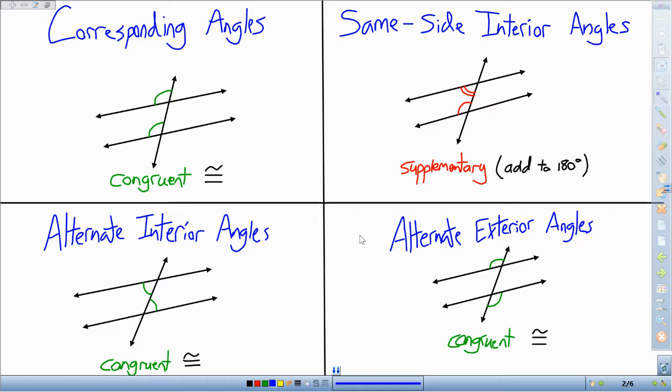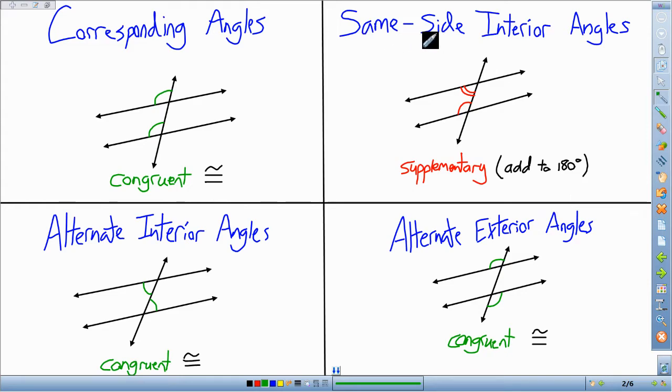Okay, so one of the big things to know is that these pairs of angles have different attributes, and that's what I want to point out real quick. Corresponding angles, these angles that are on the same side of the transversal, same side of the parallel lines, are congruent. They are equal to one another. Same measure. If one of them is 40 degrees, the other one's 40 degrees.